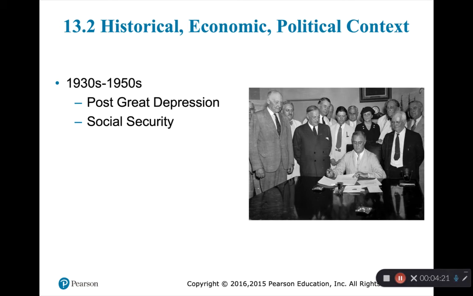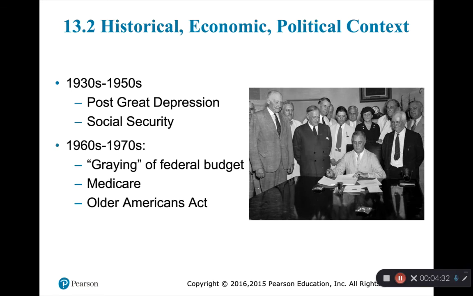This includes Social Security, which was implemented after the Great Depression. And you can see here to the right, this is the signing of Social Security. As I mentioned, Social Security was passed in the U.S. in 1935 after the consequences of the Great Depression. When this was developed, only 5% of population were older adults, so nobody could foresee that we would increase life expectancy so dramatically and possibly not have enough funds to support everyone through Social Security.